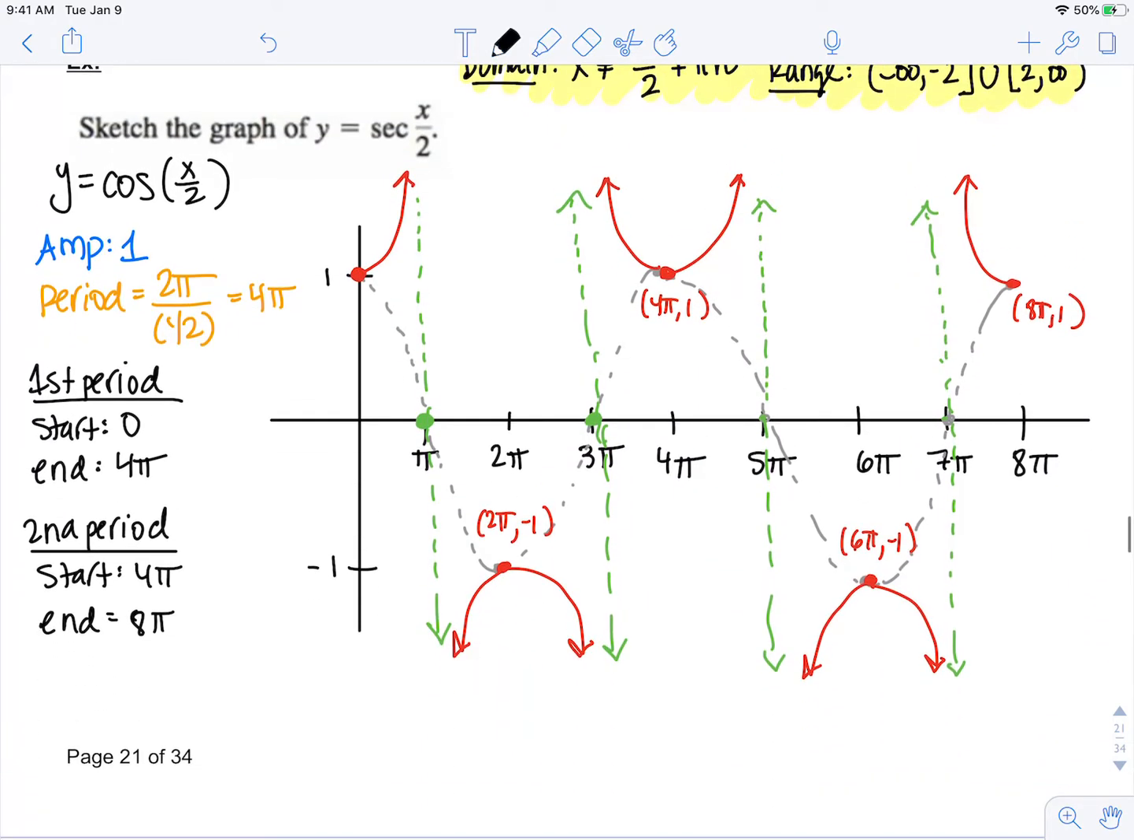Here in the next example for our domain, x cannot equal the first vertical asymptote, which is pi, plus multiples of half the period, which will be 2 pi n. Now my range, if I look at one of my lower u's, it goes down to negative infinity, up to negative 1. Union with a u pointing up, which goes from 1 to infinity.